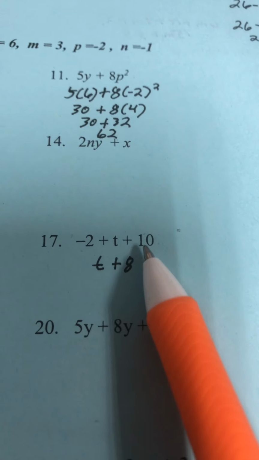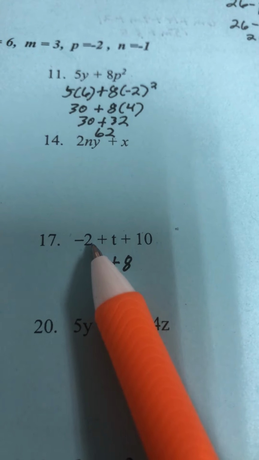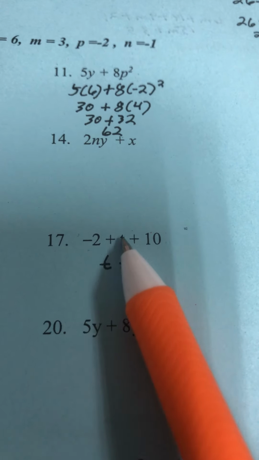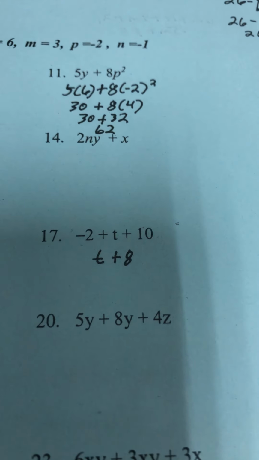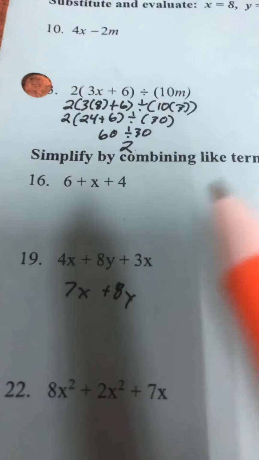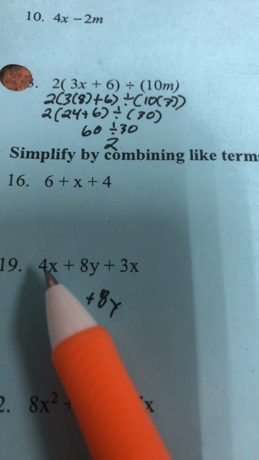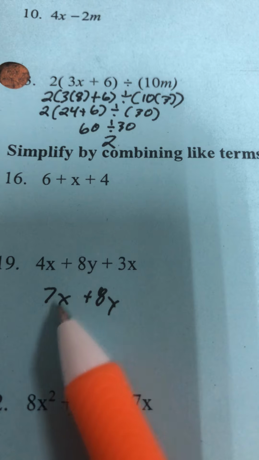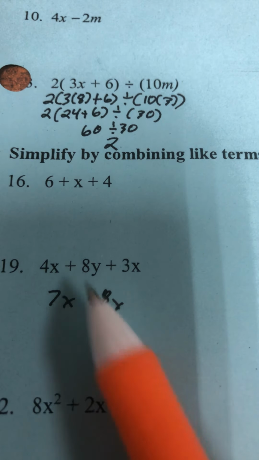Okay, we're simplifying by combining like terms here. The only like terms are this 10 and this -2. So 10 minus 2 is 8. And I just bring down the t the way it is. 19. The only thing I could put together is this 4x and that 3x. They make 7x. And I still have that plus 8y.